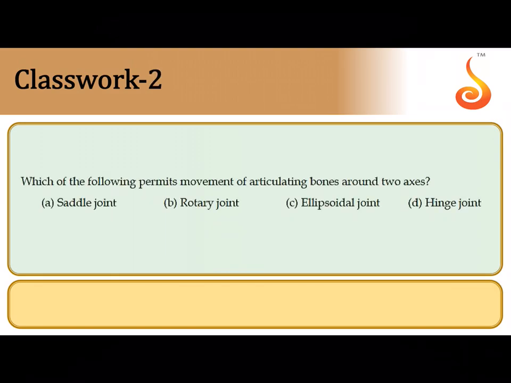Which of the following permits movement in two axes? It is ellipsoidal joint. Actually, even saddle joint functions very similar to the ellipsoidal joint, because it also allows free movement in two different axes. Ellipsoidal joint is an incomplete ball and socket joint. It is referred to as the condyloid joint. So the answer would be ellipsoidal joint.